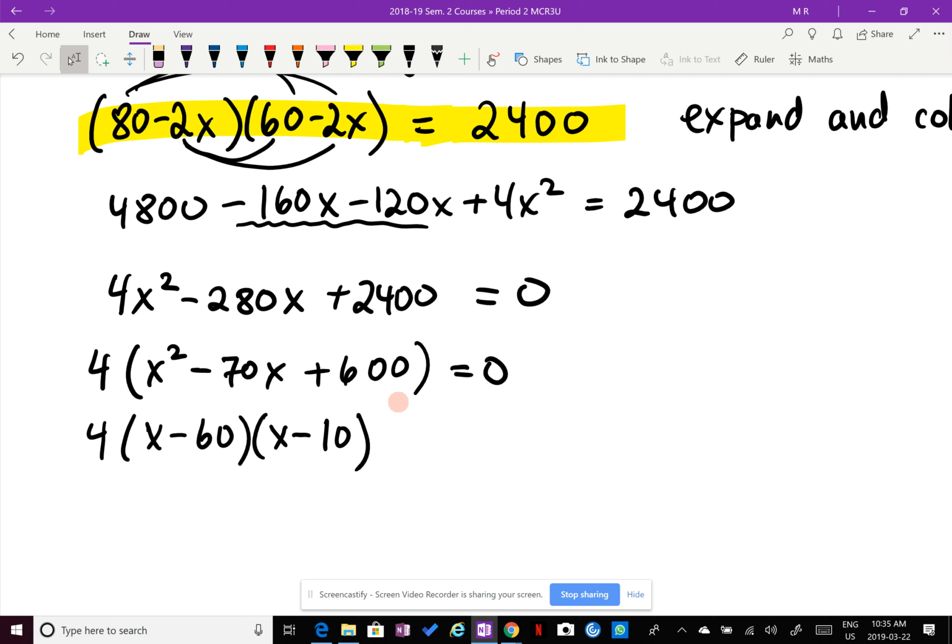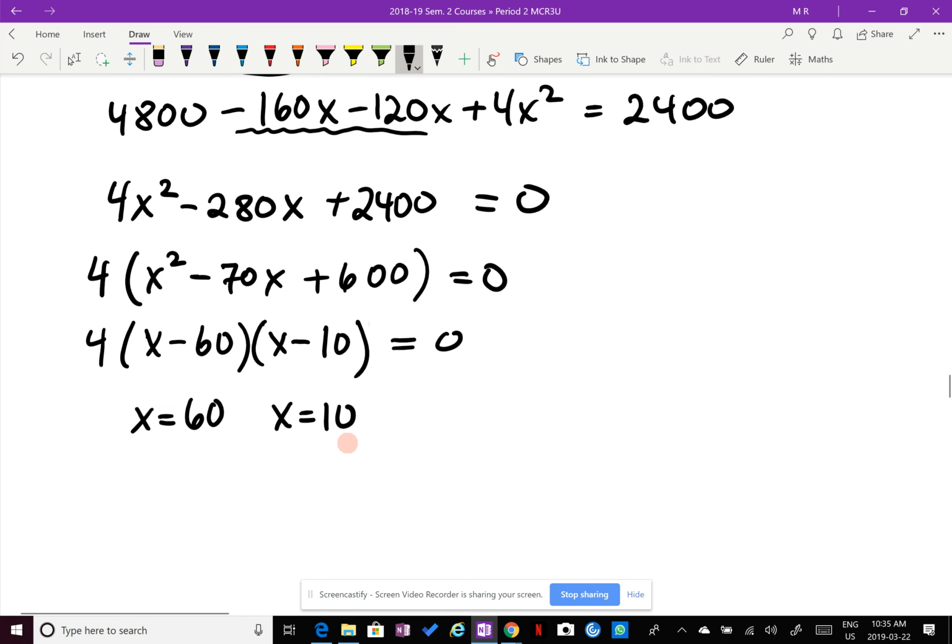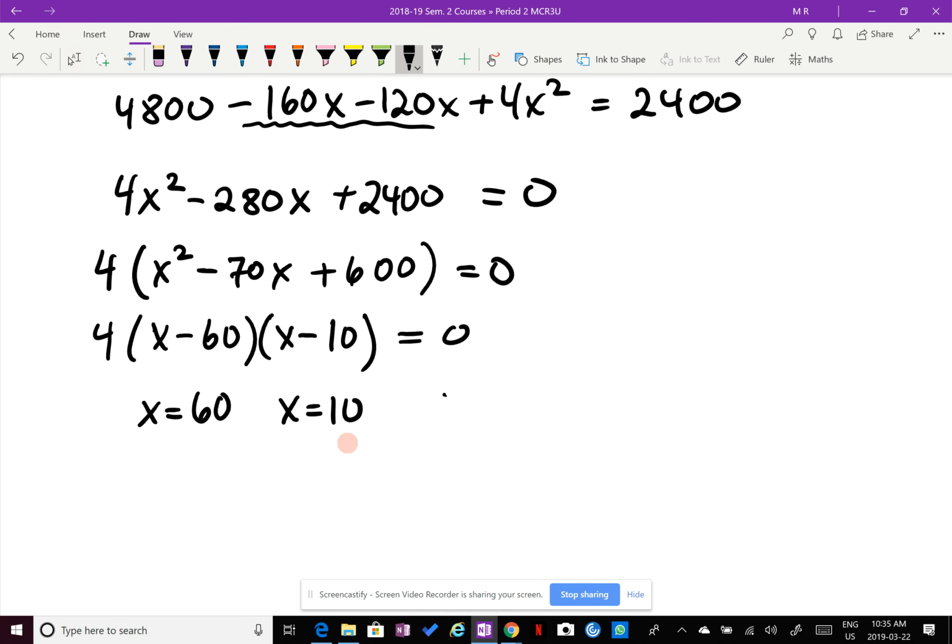Even with large numbers, you just have to think about what are the easy ways to get to 600 and find those two numbers, 60 and 10 being an obvious choice, and check to see if they add up to the middle number, 70, and they do. Okay, and so that's equal to 0. Solving for x, in one bracket I get x equals 60, and in the other bracket I get x equals 10.